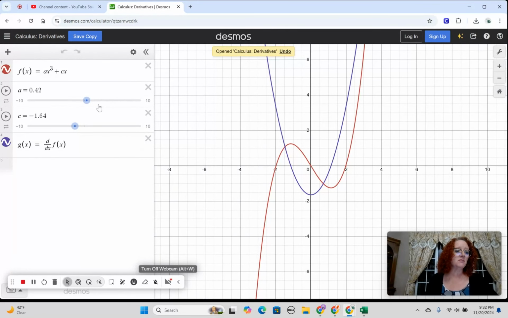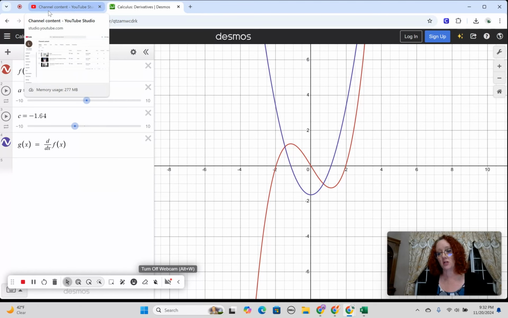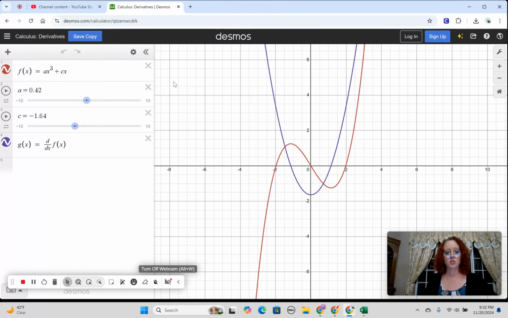So again, Desmos has many features to help students understand math, and because it's the graphing calculator used by the College Board, it is a good option for learning.